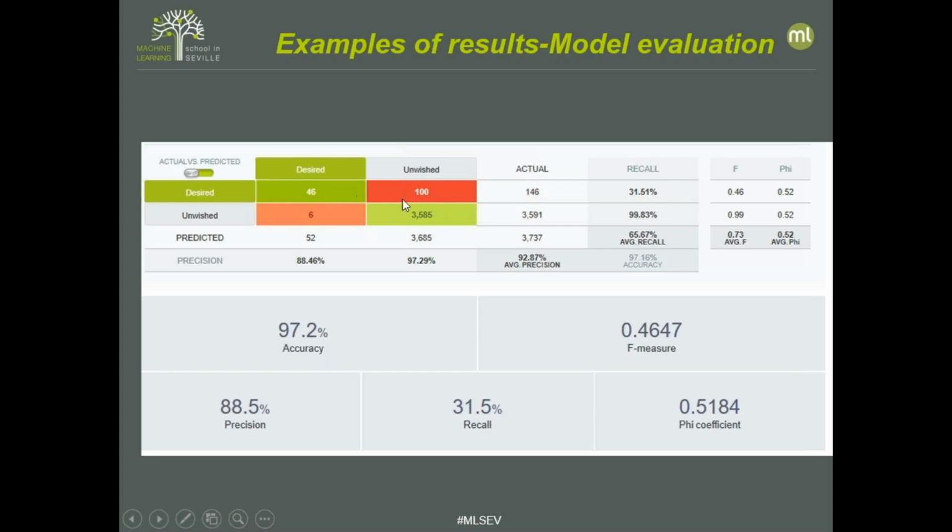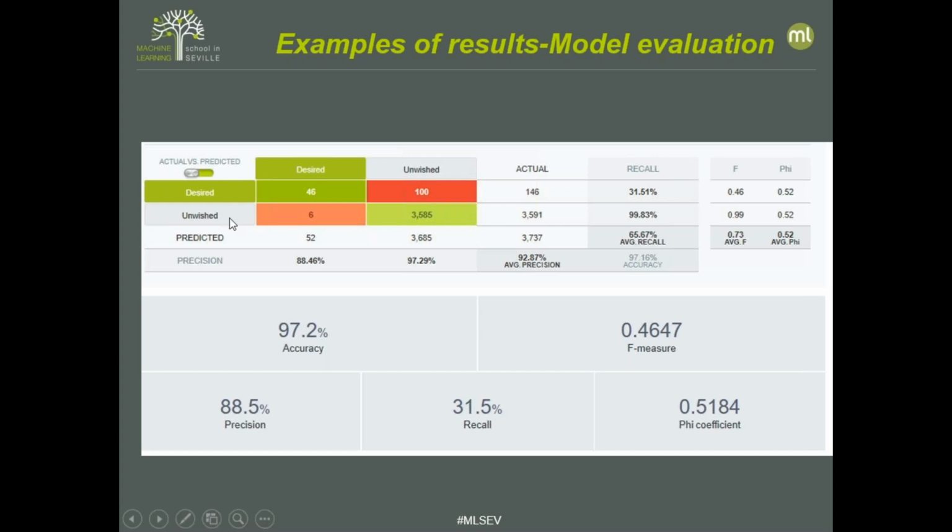Desired values here would be 146 in total, out of all the data predicted, and unwished would be 3,591. So out of these desired values in green, the model predicted 46 and considered unwished 100 out of the 146 that were really desired. And again, considering that desired, it would mean good quality with minimum production cost.